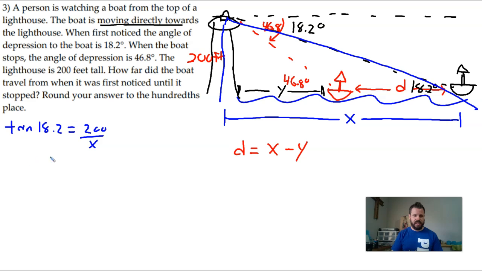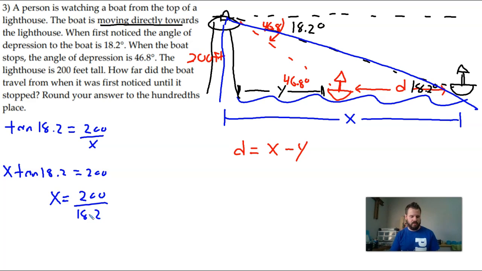Multiply both sides by X. That's going to give us X tan 18.2 is equal to 200. Then divide both sides by tan 18.2. We'd end up with X equals 200 over tan 18.2. And that'll give me X is equal to 608.3, we could say.